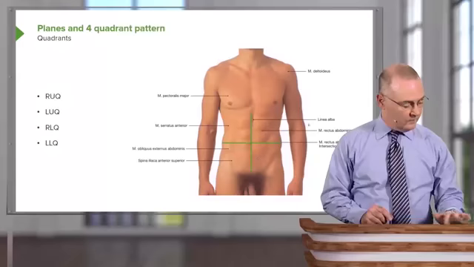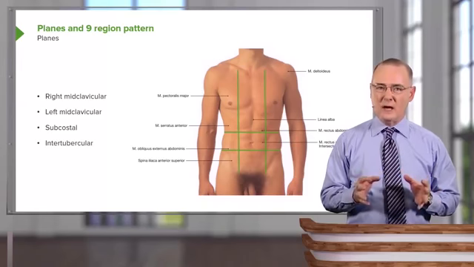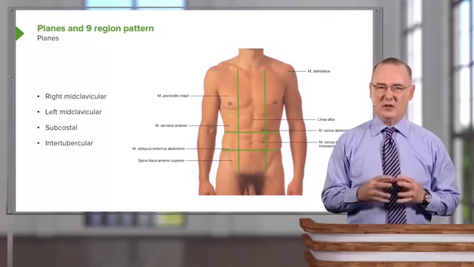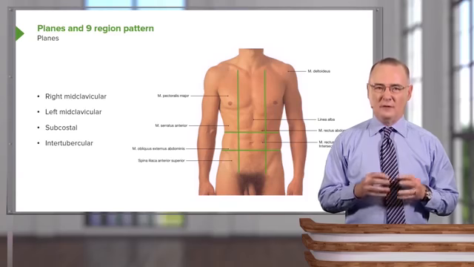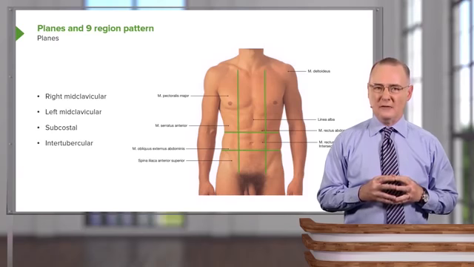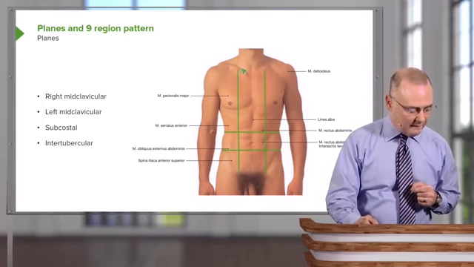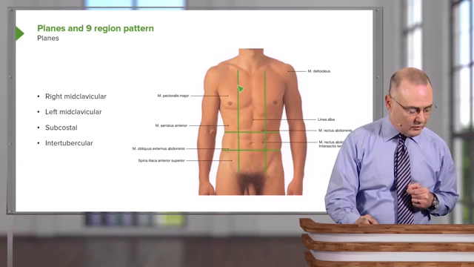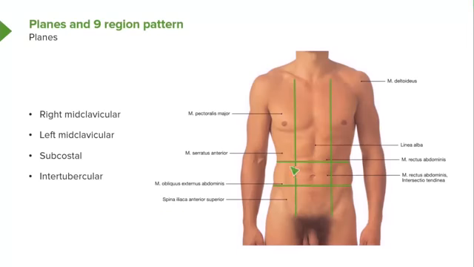We can also describe the anterior abdominal wall into a 9-region pattern. This is more complex. There are 2 vertical planes that will help define this 9-region pattern, and 2 horizontal planes. Those planes are shown in this particular illustration. We have the right midclavicular plane being one of the 2 vertical planes, and then we will have the left midclavicular plane. The 2 horizontal planes will intersect the 2 vertical planes.